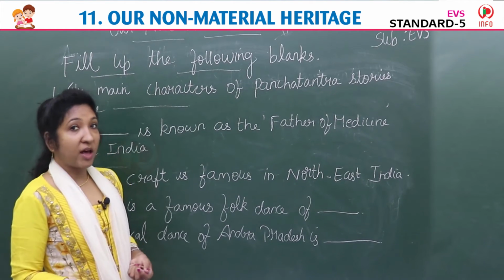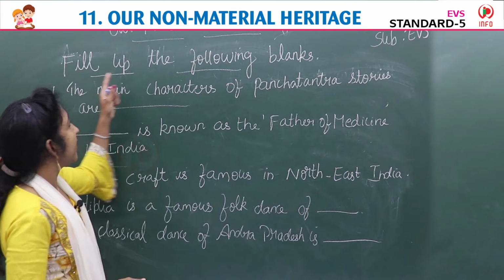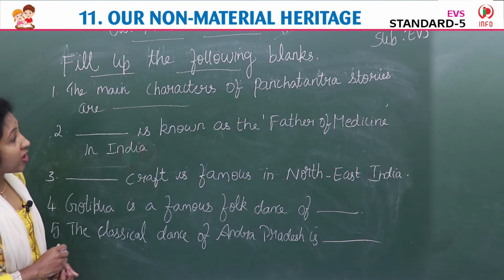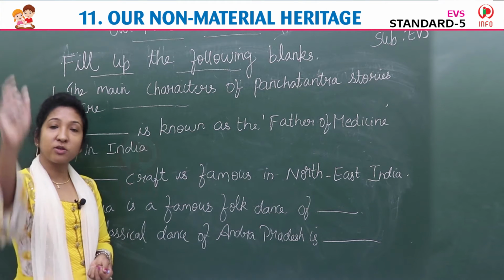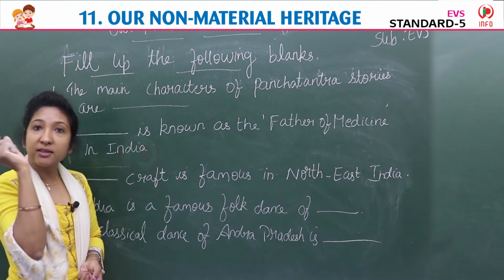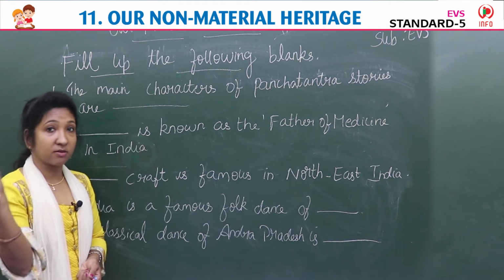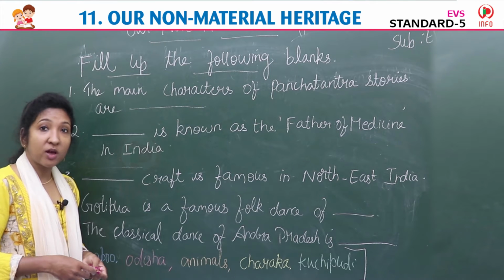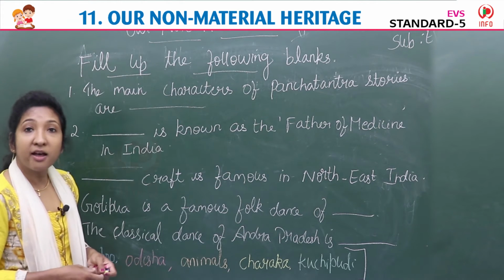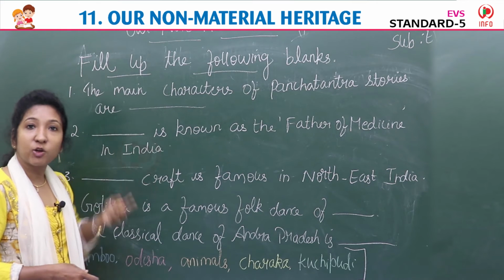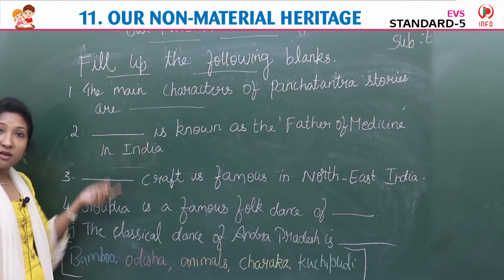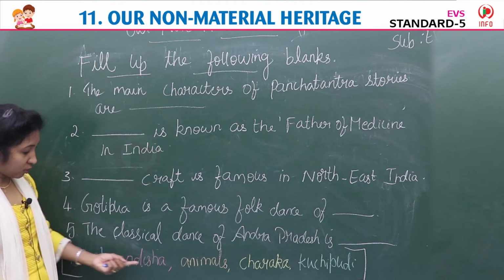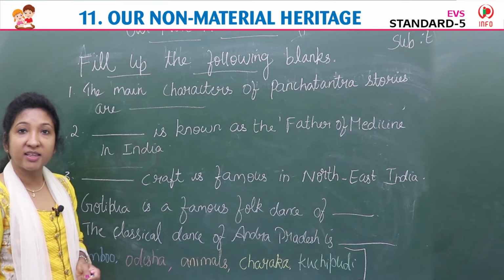Yes children, so coming to our next exercise part, it is fill in the following blanks. First one, the main characters of Panchatantra stories are dash. In your textbooks, see children, there is a clue kit given. You have to see the correct word from there and write it here. The clue kit is below the questions in your textbook. You can see the clue kit like this: bamboo, Odisha, animals, charkha, Kuchipudi. These are the words given in the clue kit.